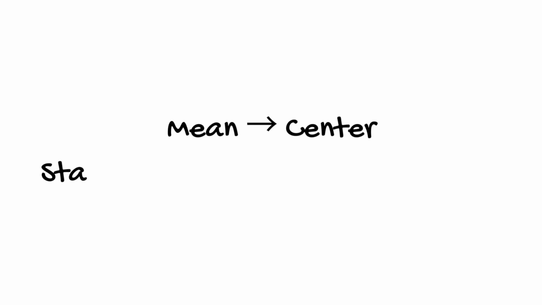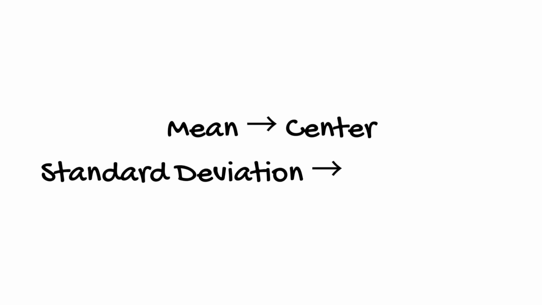Data is not just about what is typical. It is about how reliable that typical value really is. Mean tells us where data sits. Standard deviation tells us how stable it is.